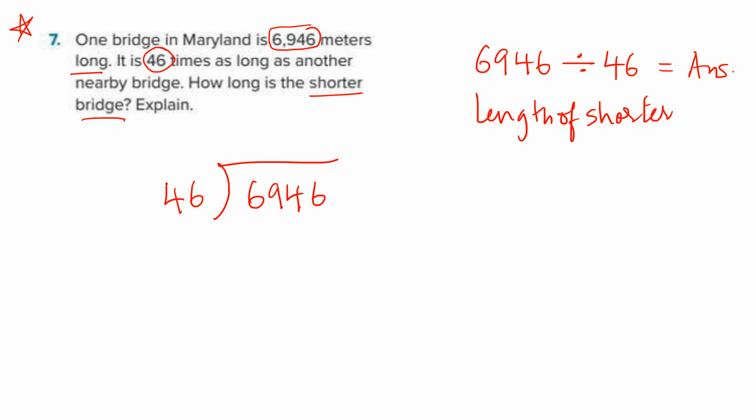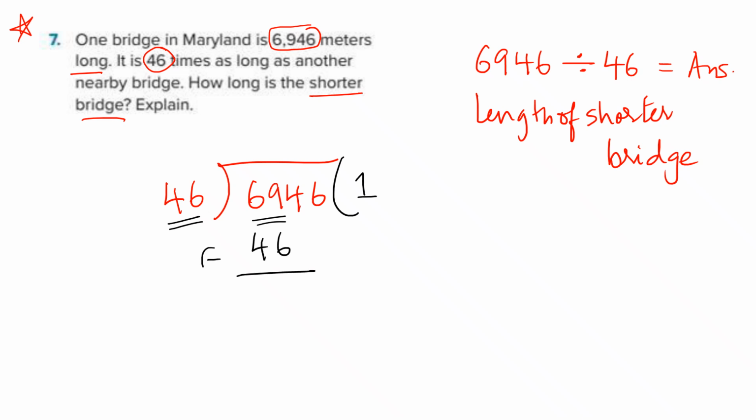So let's start dividing. I'm going to use the long division method. We will first take two digits, 46 and 69. So 46 multiplied by 1 is 46. I do the subtraction. So 9 minus 6 is 3. 6 minus 4 is 2. So you get 23. Now 23 is less than 46, so I'm going to copy one more digit.